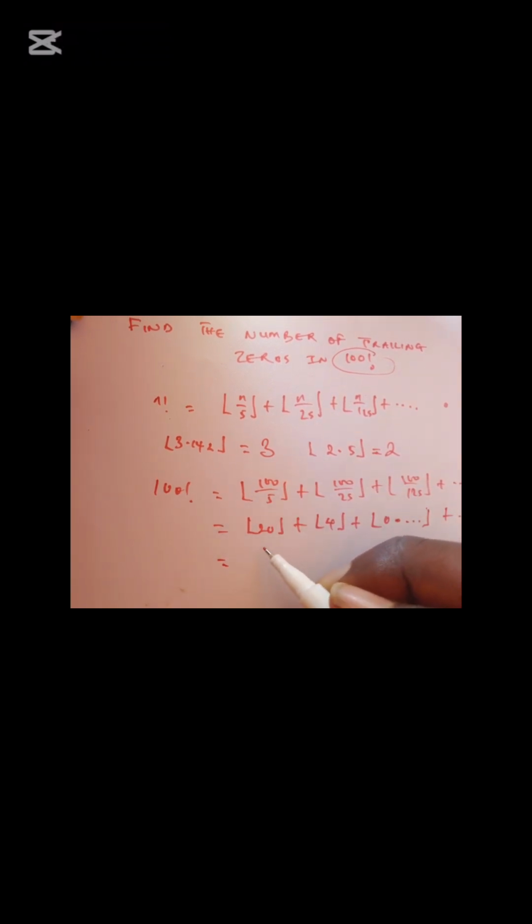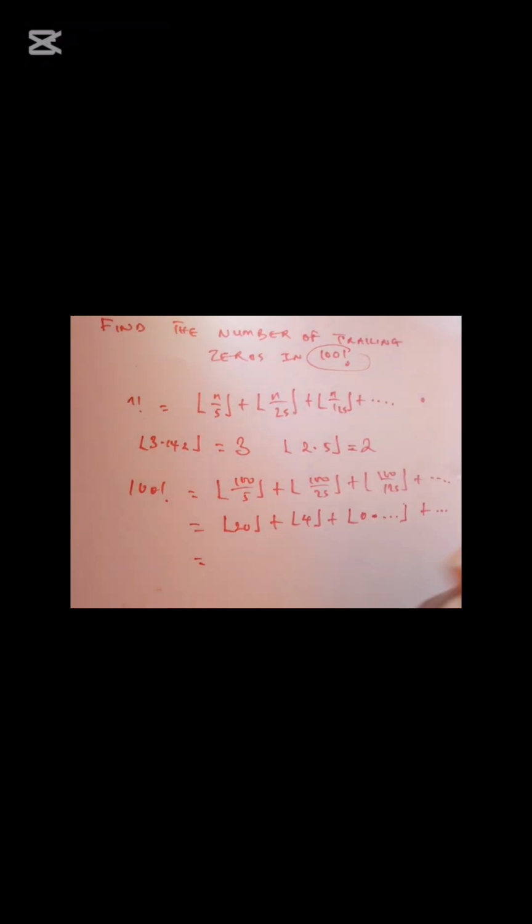Now the floor function of 20: since 20 is a whole number, the floor function of a whole number is that number. So we have 20, plus the floor function of 4 will also be 4, plus the floor function of 0 point something, which gives us 0, and the remaining ones will be 0 0 0 0 0. Now 20 plus 4 will give us 24. So that is the number of trailing zeros in 100 factorial.